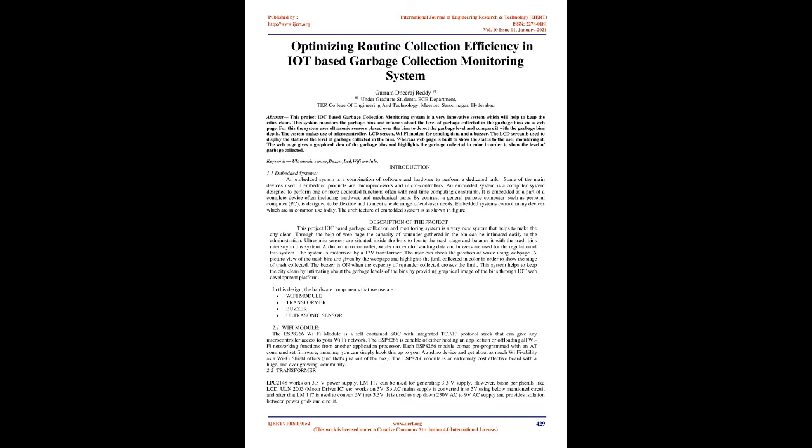Introduction. 1.1 Embedded systems. An embedded system is a combination of software and hardware to perform a dedicated task. Some of the main devices used in embedded products are microprocessors and microcontrollers. An embedded system is a computer system designed to perform one or more dedicated functions, often with real-time computing constraints. It is embedded as a part of a complete device, often including hardware and mechanical parts.